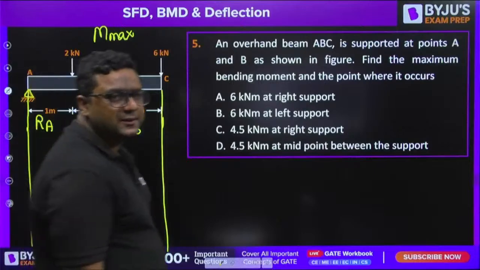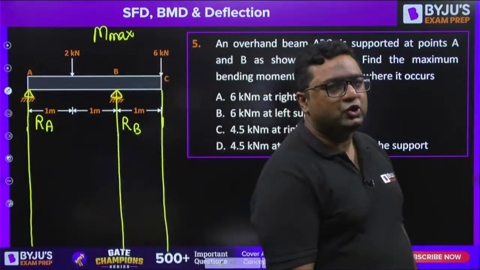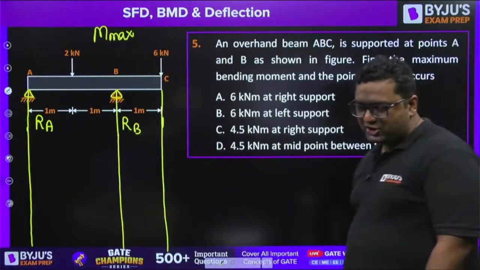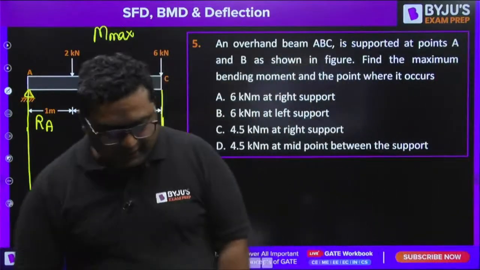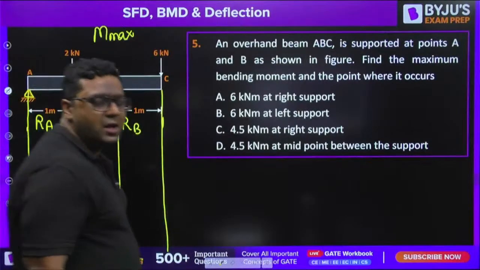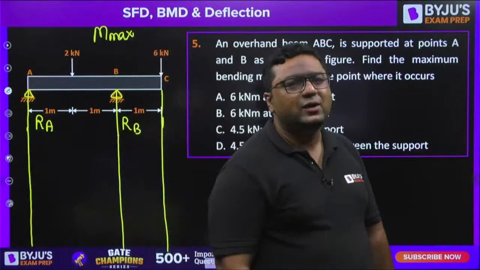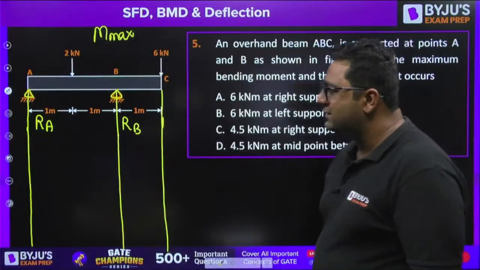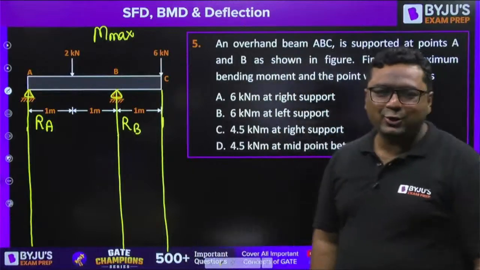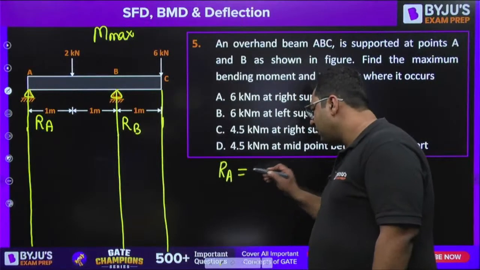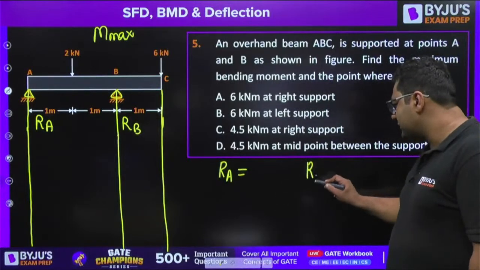Solve it, guys. Solve it. So first of all, find out the support reaction at A and B. And my dear, once you will get the support reaction, you will get the SFD. And once you will get the SFD, we can see the maximum bending moment. Yes. What are you getting as RA and RB? Please tell me those values. RA and RB values.